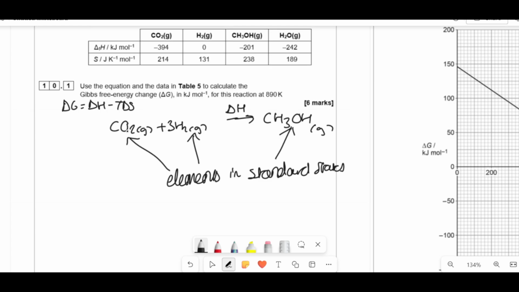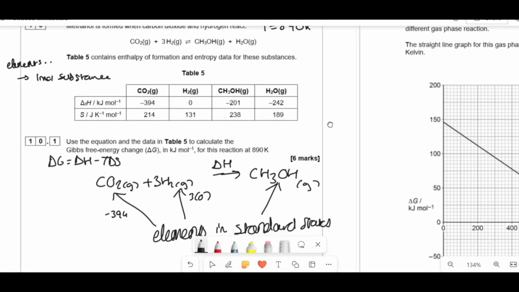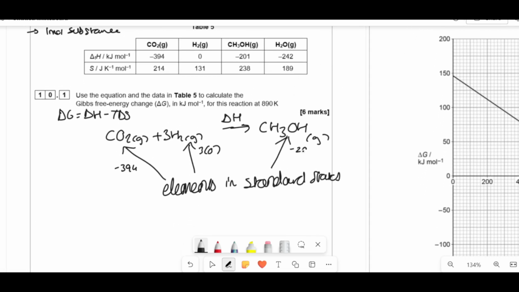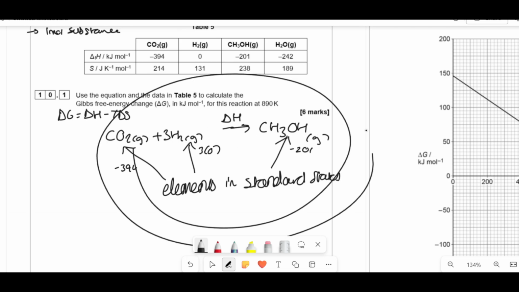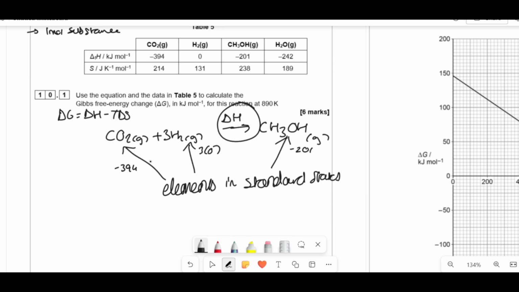Next, you label all of the enthalpy changes. So this is minus 394. This is 3H2, so it's going to be 3 times 0, because it's the enthalpy change when 1 mole of a substance is made, but remember, it's an element in itself, so that's still 0. And then CH3OH, it's 1 mole here, so it's going to be minus 201. Hess's law says that as long as you start and finish at the same things, no matter what route you take, the enthalpy change is the same. So this enthalpy change must equal all of these ones going that way.